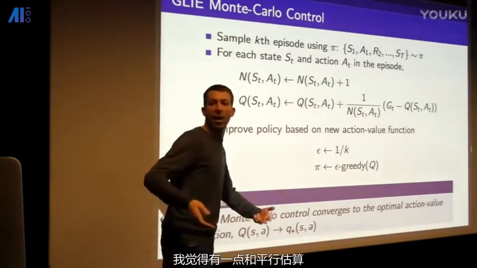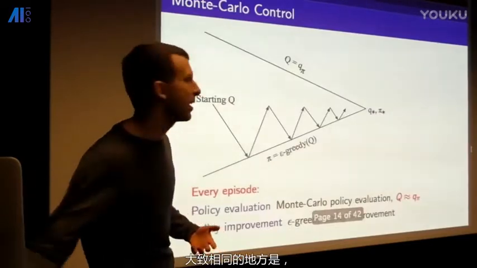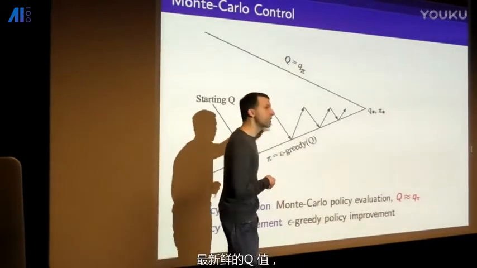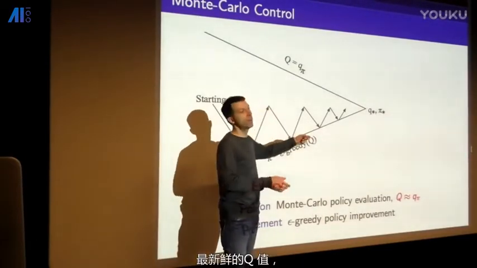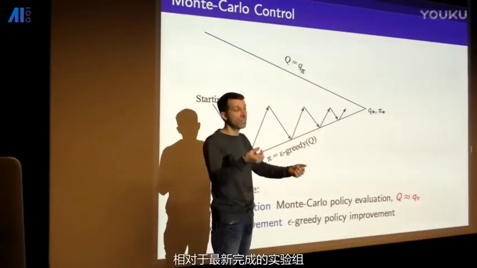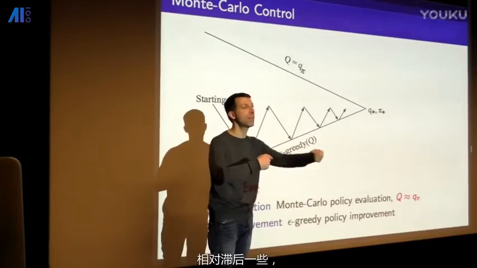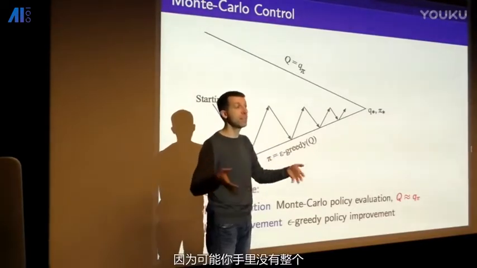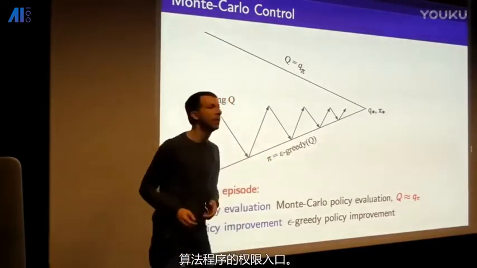I think the same is roughly still true with parallel computation, that you still want to use the freshest possible Q values that you can, but with parallel computation, those might necessarily be a little more stale than the very latest episode to come in, because you simply don't have access immediately to all of that parallel computation.